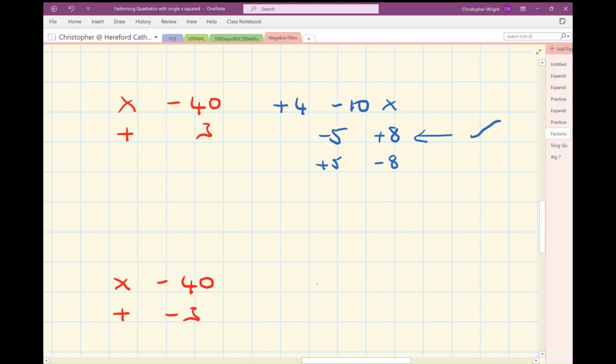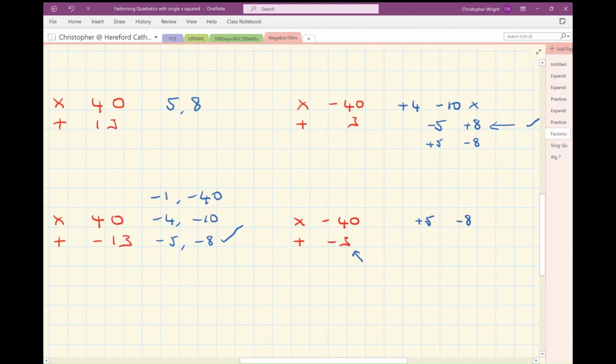So I want my two factors of 40 that have a difference of 3, but I'm going to make the larger of them negative and the smaller positive. So when I add them, I get a negative 3 there. Okay, so perhaps you need to try some to get the hang of them.